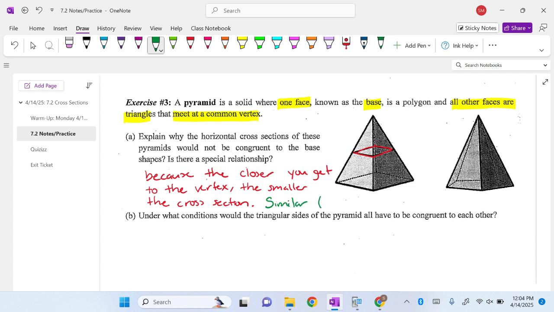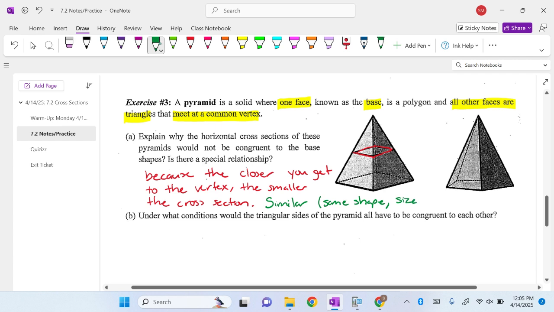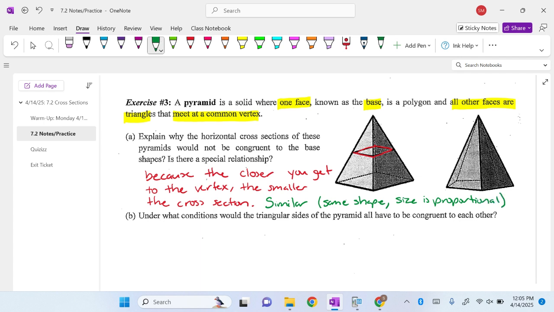Meaning that they're the same shape, but the size is proportional. Meaning that the sides of the smaller cross section would be an exact fraction of the sides of the base. So same shape, but the size is proportional to each other. It's not the same size. So congruency means same size, same shape. Similarity means same shape, proportional size.